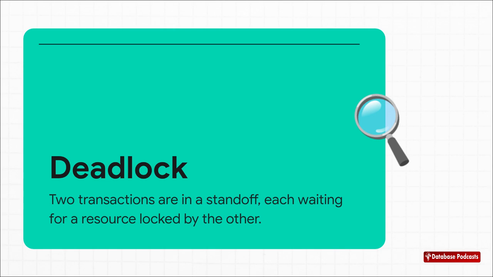So imagine you have two transactions. We'll call them A and B. Transaction A locks a resource that B needs to finish its job. But at the exact same time, transaction B has locked a resource that A needs. Now they're both stuck in this standoff, each one waiting for the other to release its lock. And without some kind of intervention, they would just wait there forever.